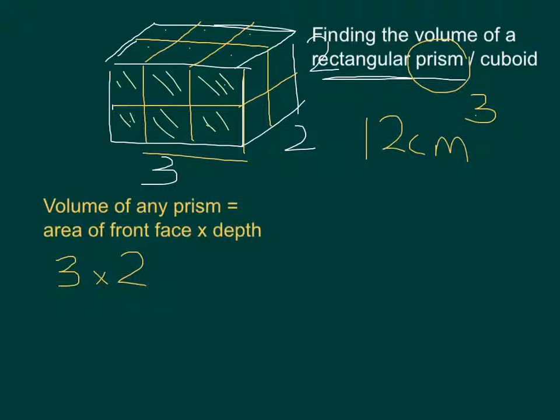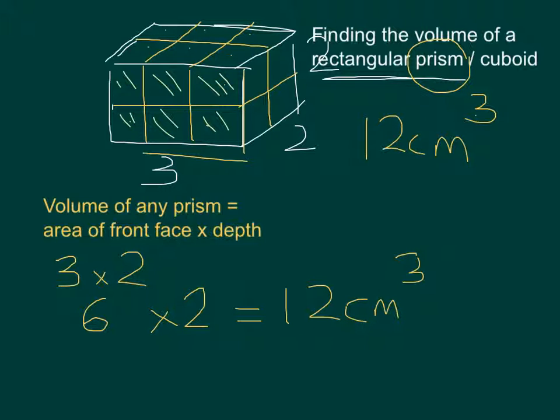So that area then would be 6, and that area is then multiplied by how many layers of cubes we've got, and that's often called the depth of the three-dimensional object. So in this case it's 2, and again we come to the same answer here. It's 12 cubic centimetres.